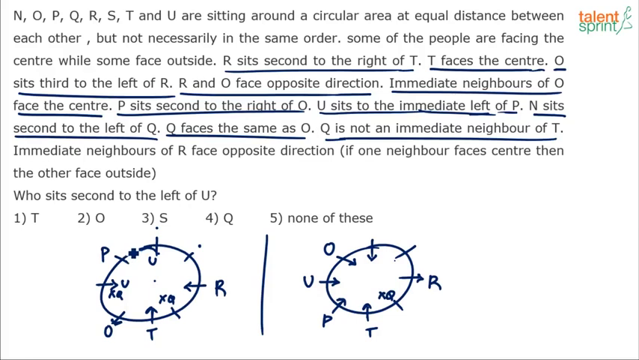Left of Q should be what? Anti-clockwise, because Q is facing outwards. N sits second to the left of Q. So N will come here. Which means if Q comes here, N comes here. You getting it?